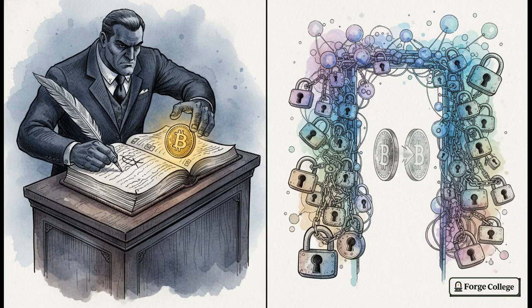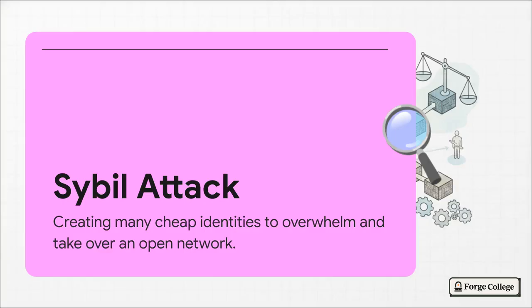So let's step back to 2008. The network was facing a massive hurdle, known as the double spend problem. Without a central bank playing referee to say, hey, you already spent that dollar, what's to stop someone from buying a coffee and then turning right around and using that exact same digital coin to buy a donut? The network literally had to figure out how to solve this while keeping its doors completely wide open for anyone to join.